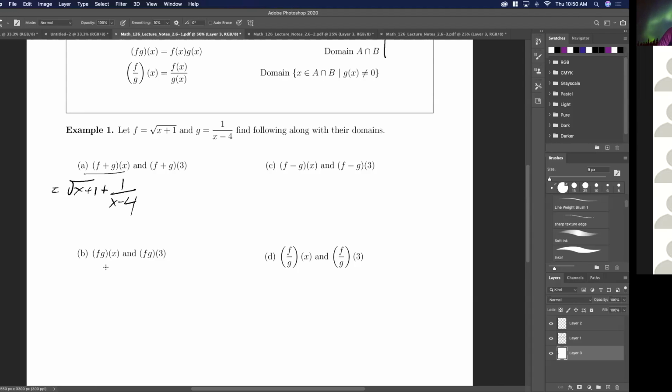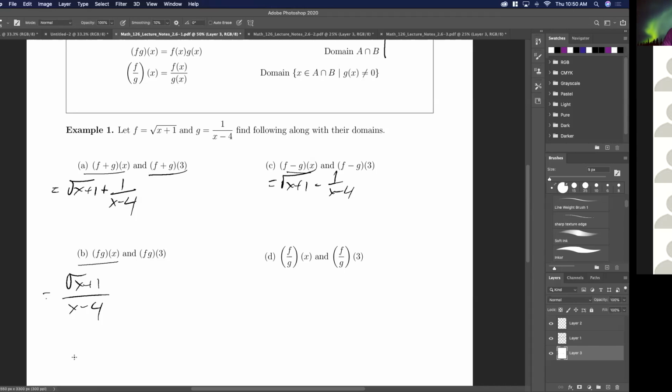So literally what you do there, that's how you add the functions. This one will be square root of x plus 1 minus 1 over x minus 4. This will be square root of x plus 1 times 1 over x minus 4. And so when I rewrite each one of these, you just literally do the operation. The only one that's slightly interesting is this one, which we'll dive into a little bit.